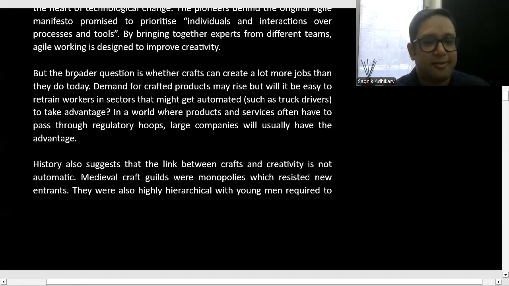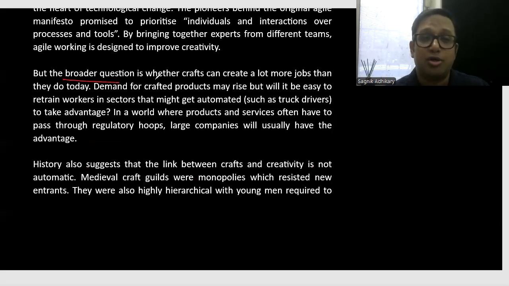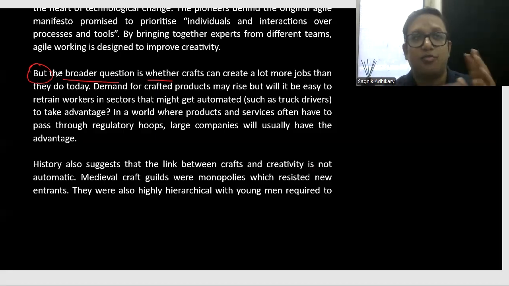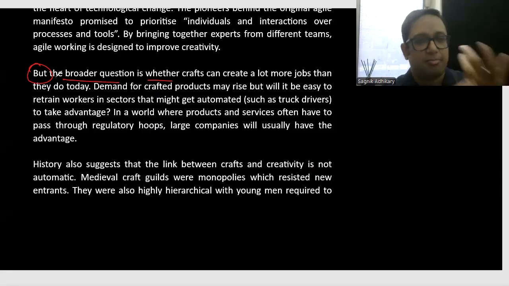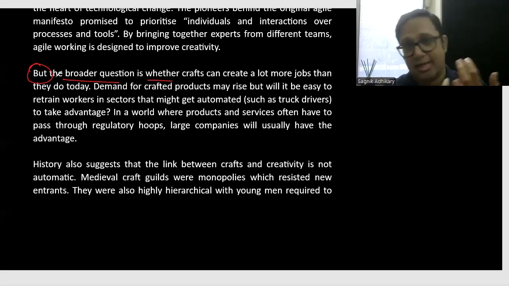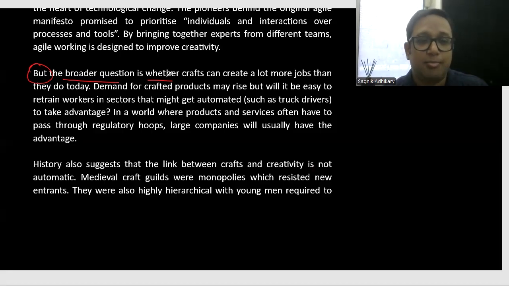Then we have the sixth paragraph. It says, the broader question. So from the but, we realize that this is going to disagree with the current running argument, which is there being a crafts revival, and what are the reasons behind it? What are the potential markets? How does the population of buyers perceive crafts? How does the population of workers perceive crafts? But the broader question is whether crafts can create more jobs than they do today. So the broader question is whether crafts can create a lot more jobs than they do today.